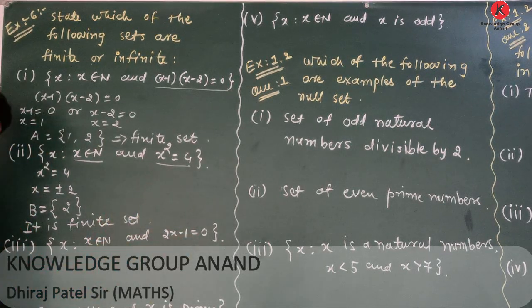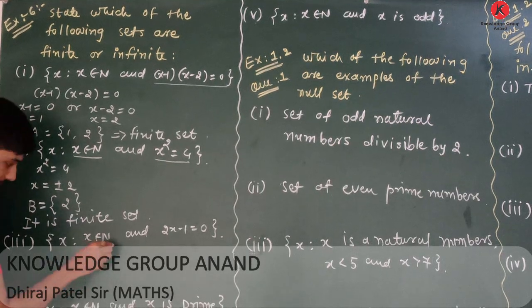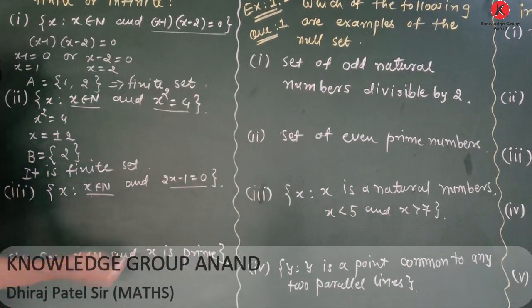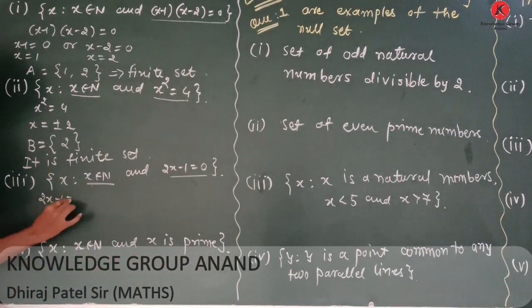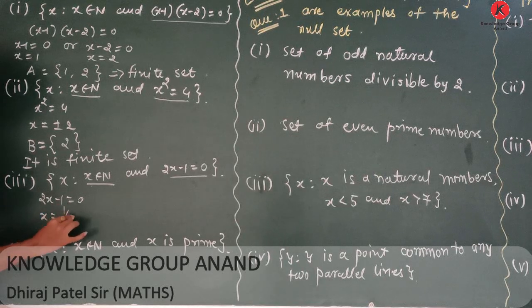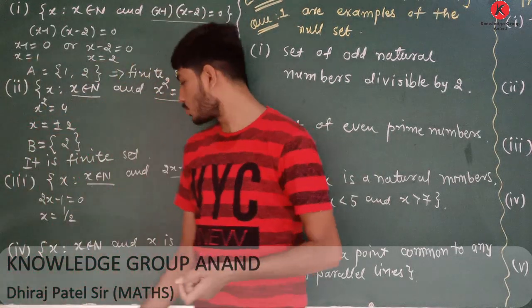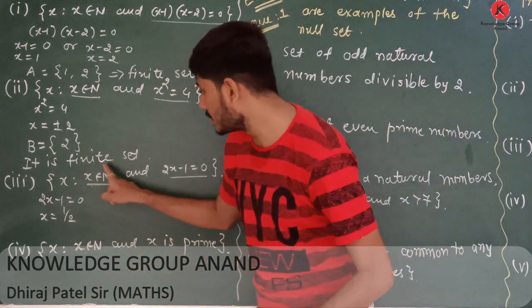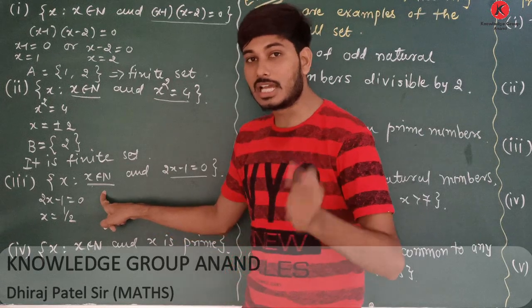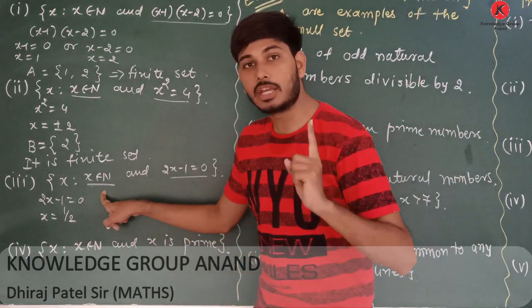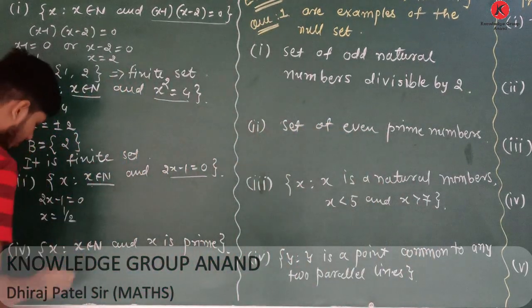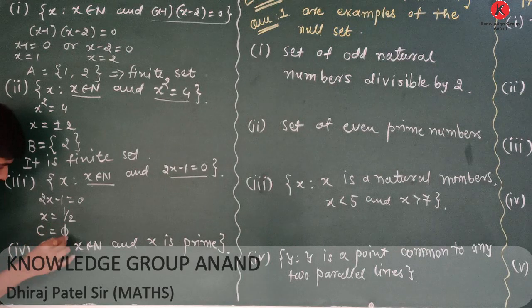Now, question number 3. x such that x belongs to N, natural number, and 2x minus 1 equals 0. This is the equation. Now solve this equation. 2x minus 1 equals 0. Therefore, you get x equals 1 by 2. 1 by 2 is not a natural number. Therefore, you cannot obtain any value of x which is natural. Therefore, you will say that the set C equals the null set.